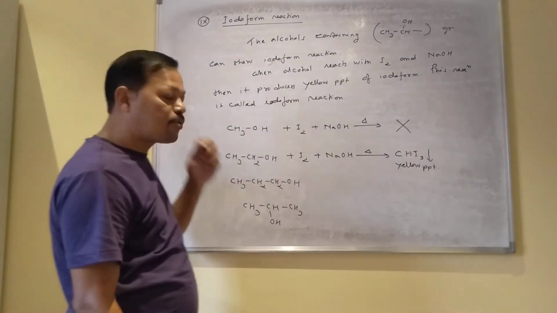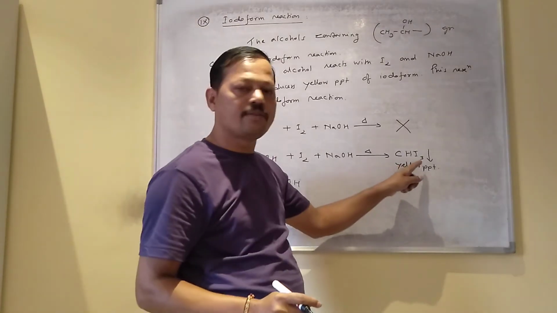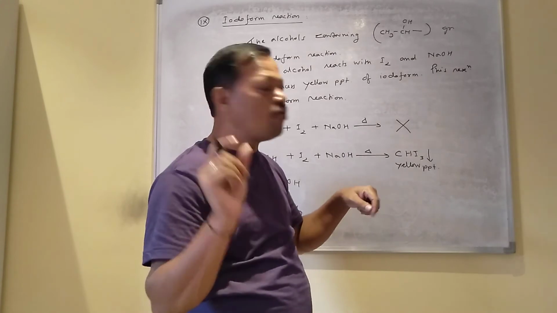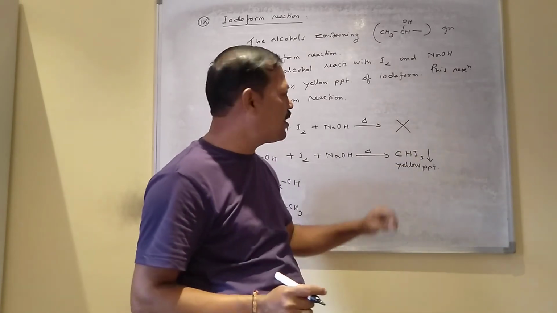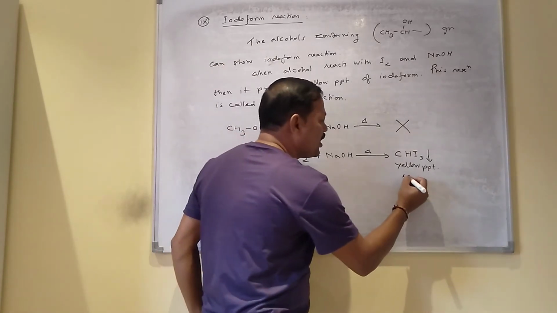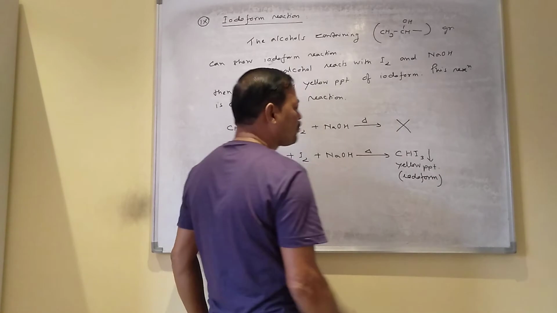And this compound is called iodoform. You know chloroform? Chloroform is CHCl3. Like this, iodoform is CHI3. Similarly, bromoform is CHBr3, like that. So this compound is called iodoform, and it gives the yellow precipitate.